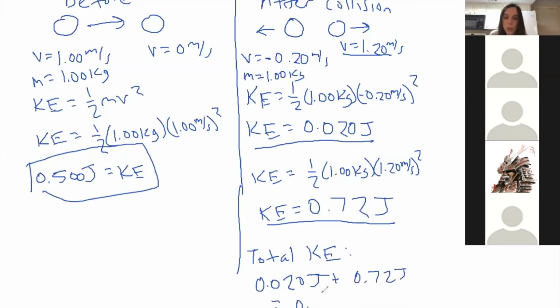So that would give us 0.074 joules of kinetic energy. So we can see that after the collision, they have more combined energy than they had before. Before the collision, it was 0.5 joules. After the collision, it's 0.74 joules. So it's gained energy, and that's unusual.